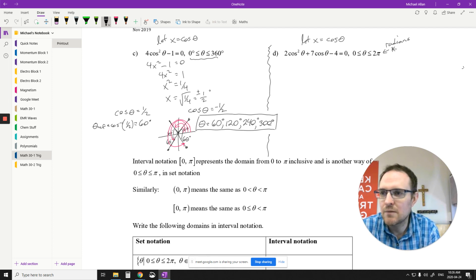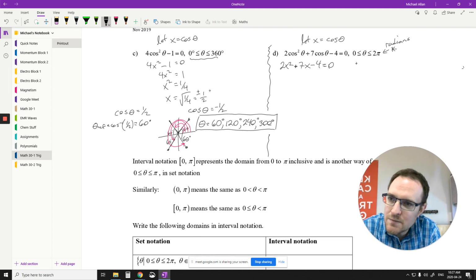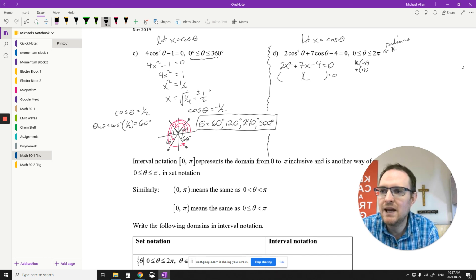Okay, so this one here ends up being 2x squared plus 7x minus 4 after I replace all the cos thetas with an x. I'm going to factor this out. There's no GCF here, so we're going to look at what multiplies out to negative 8. So you multiply the leading coefficient with the constant term, and which adds to 7. So my two numbers here are going to be probably 8 and 1. It's got to add to a positive number, so the 8's positive because it's a bigger number.